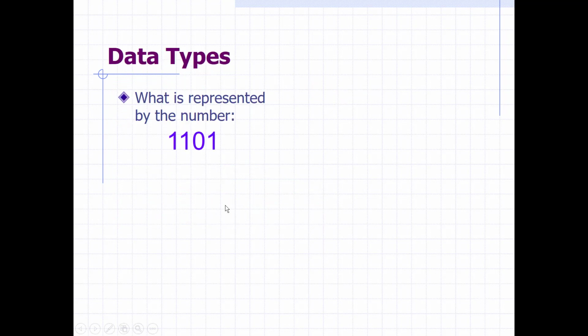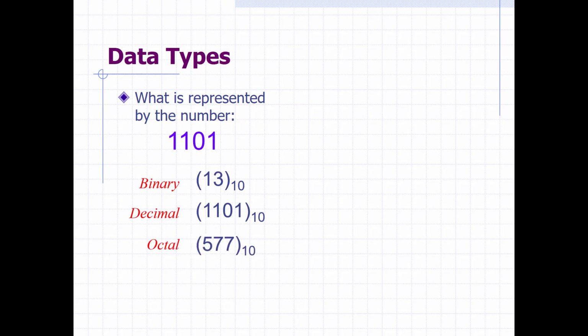Here's a number, 1101. What is it? If that's a binary number, that's the number 13, 8 plus 4 plus 1. If that's a decimal number, I guess it's 1101. If it's an octal number, it's 577. If it's a hex number, it's 4,353. Go ahead and do the conversions yourself to verify these values.